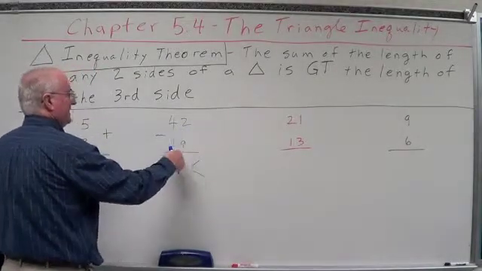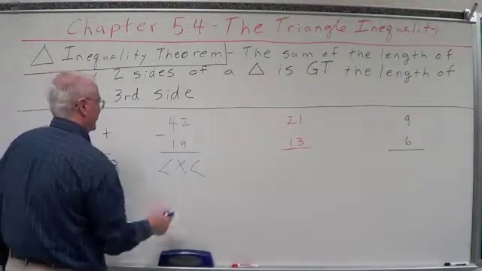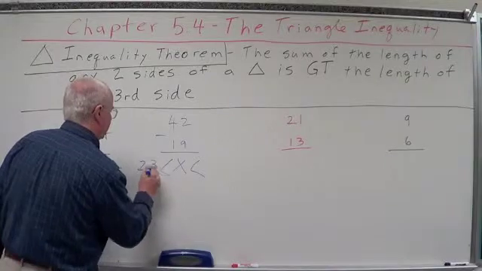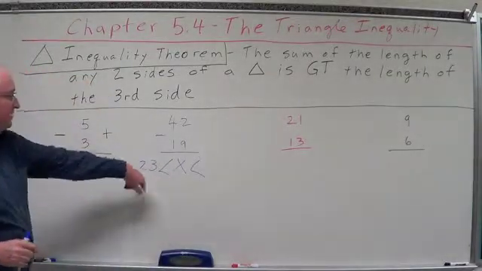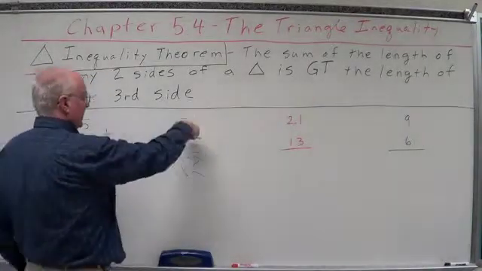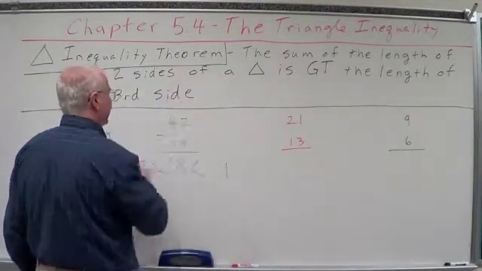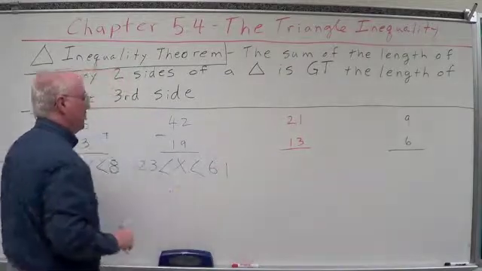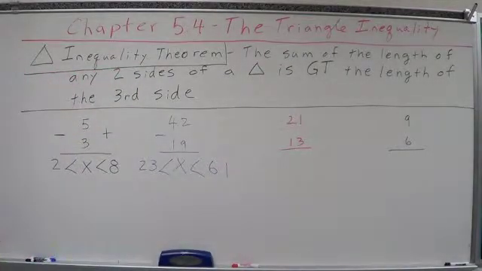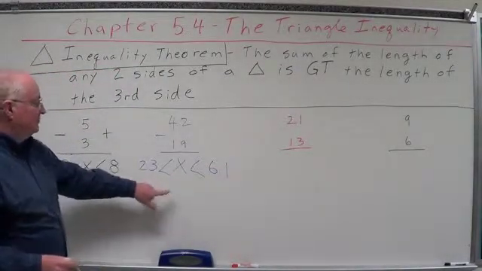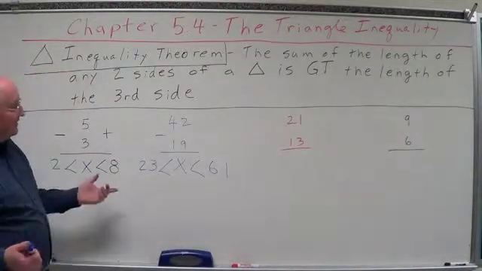Let's check: 42 minus 19 is 23. So x has to be bigger than 23. What's it got to be less than? Add them. 1, carry that, 61. Okay? So your third stick has to be between 23 and 61. Well, let's try that.